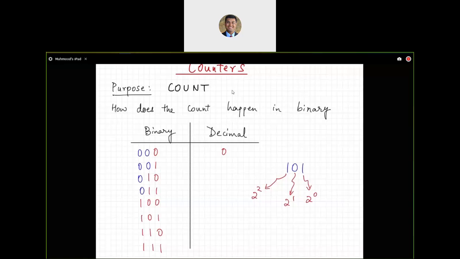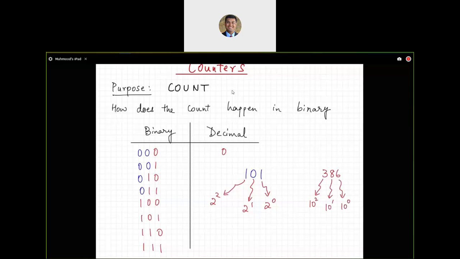And I'll try to relate this to a decimal number system so that you guys can clearly see that. Say we have 386. How do we write 386? We do the same thing, 10 raised to 0. We multiply 8 with 10 raised to 1. We multiply 3 with 10 raised to 2. And then we add all those results up to get 386.